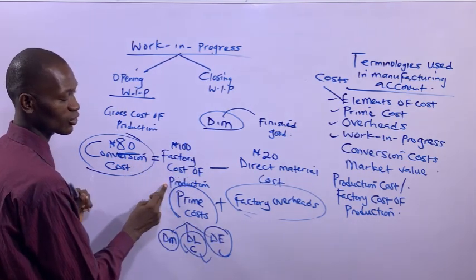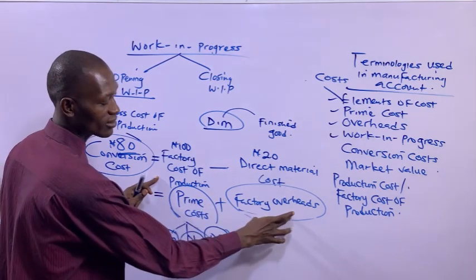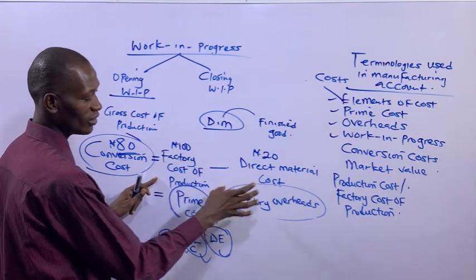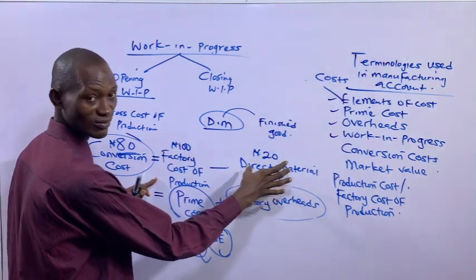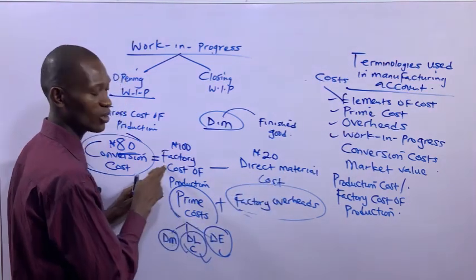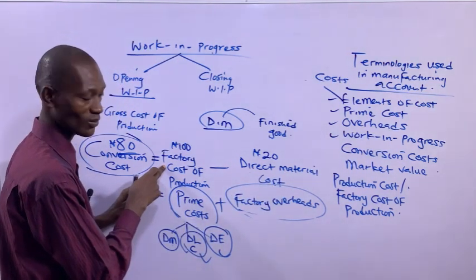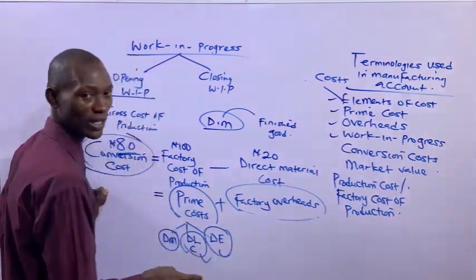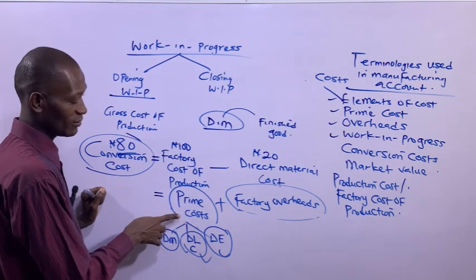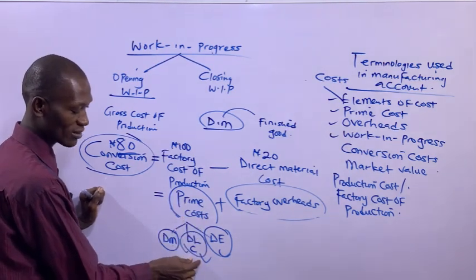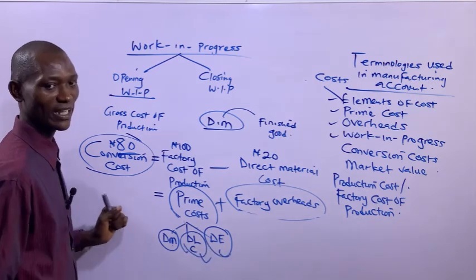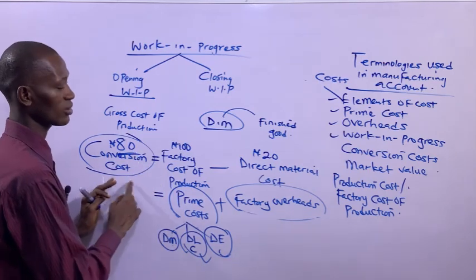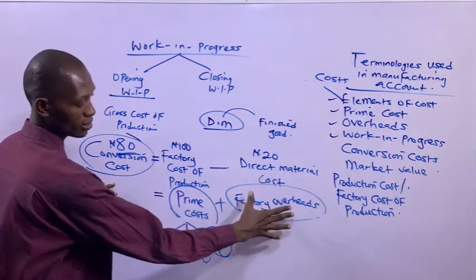So factory cost of production is the addition of prime cost plus factory overheads. So this cost of production includes direct material cost. So when you subtract direct material cost from factory cost of production, what you are going to have left is factory overheads plus, not the whole of prime cost, but direct labor costs and direct expenses. That's what you have basically. So that's that. To get your conversion cost, you can use either this or this.